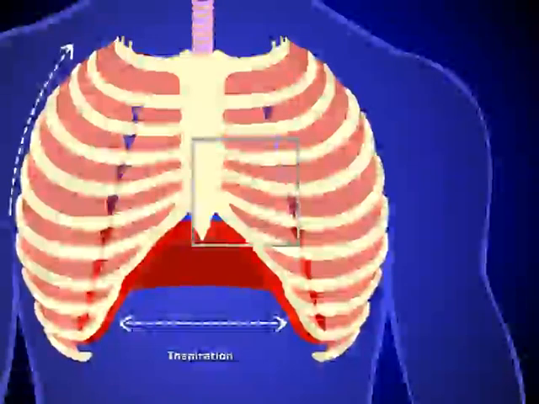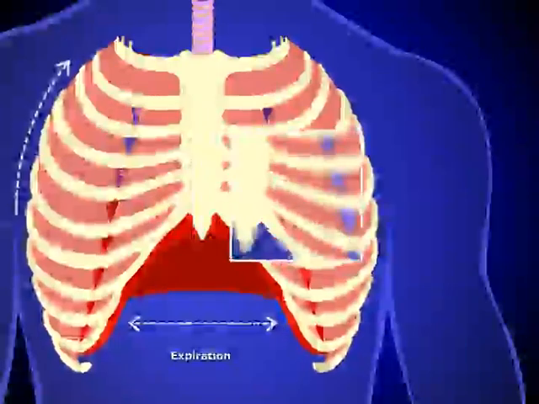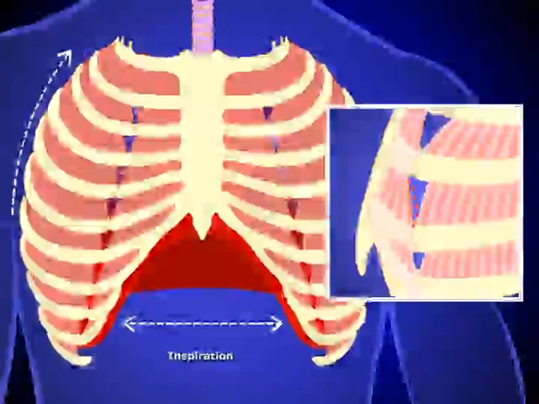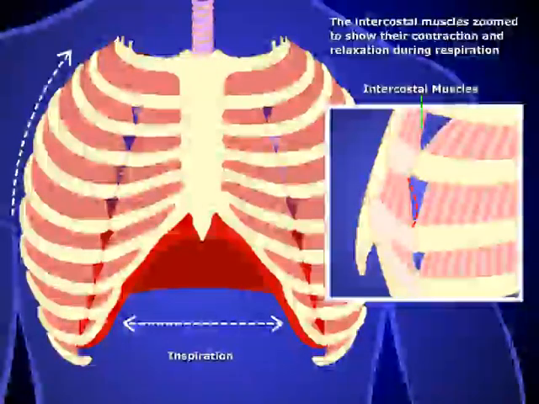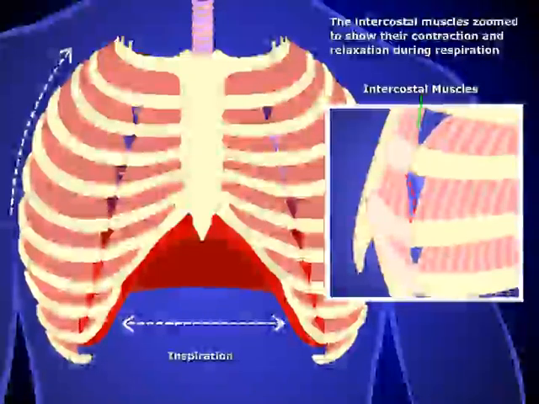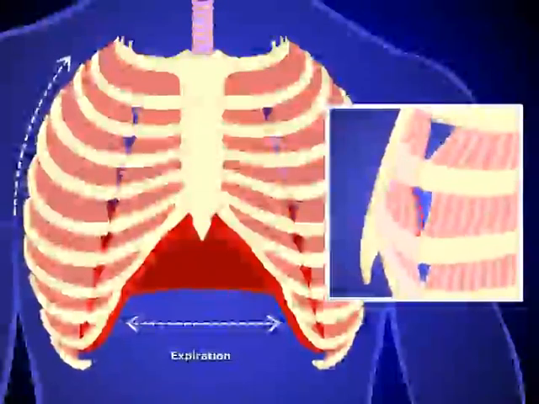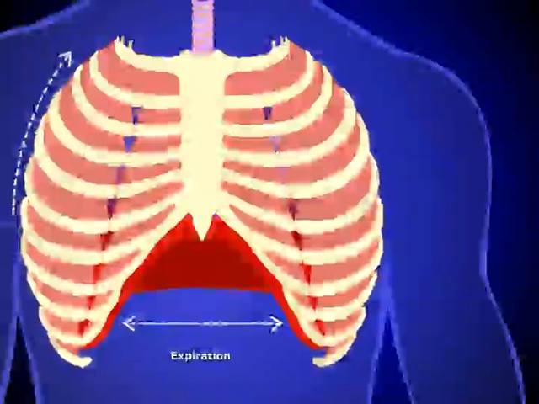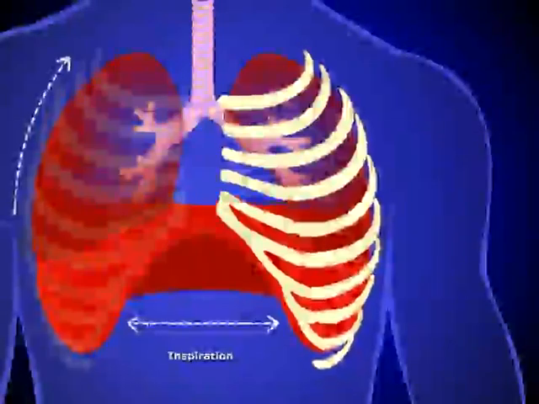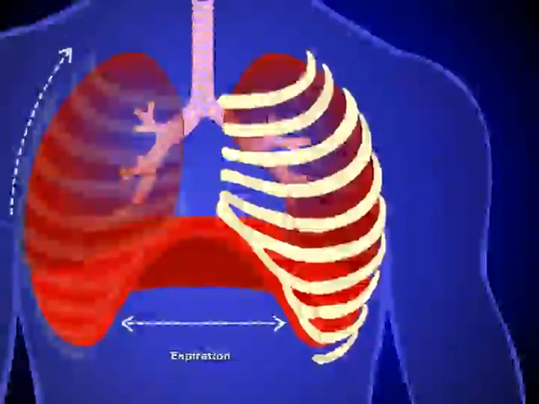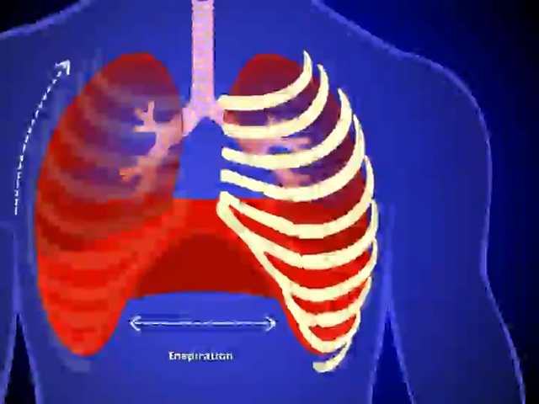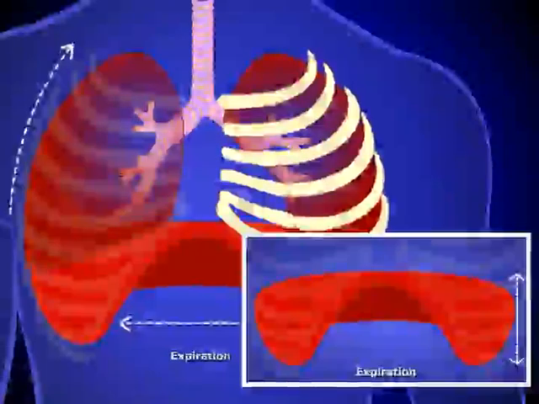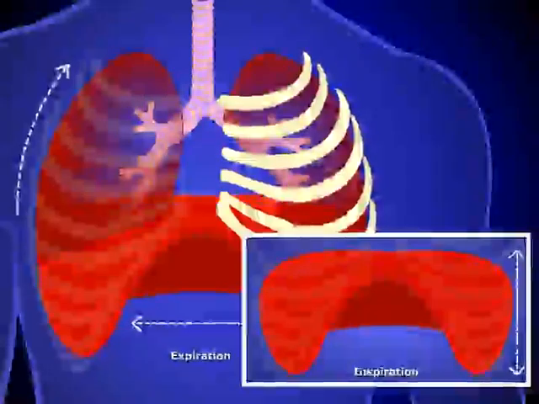Let's focus on the movement of intercostal muscles during respiration. During inspiration, intercostal muscles contract, causing the ribs to elevate. This causes the anterior-posterior dimensions of the chest to increase. Simultaneously, the diaphragm contracts, increasing the vertical dimensions of the chest.